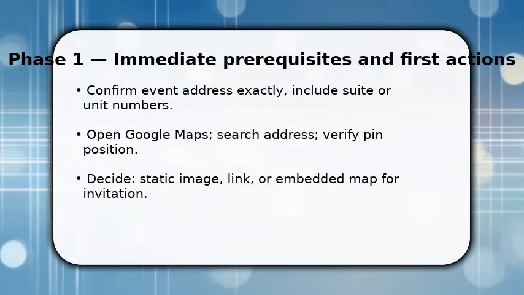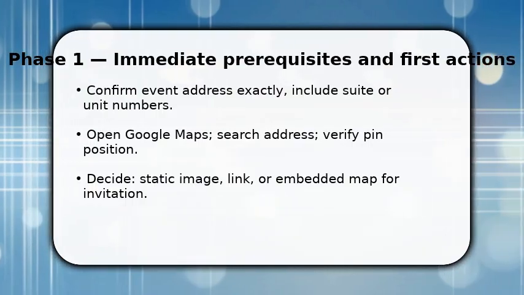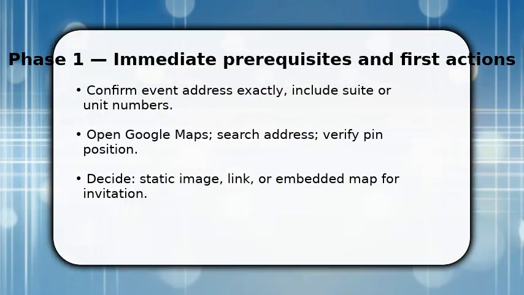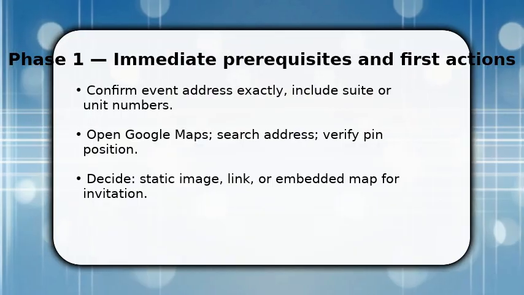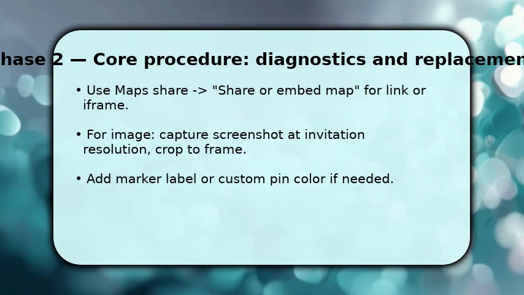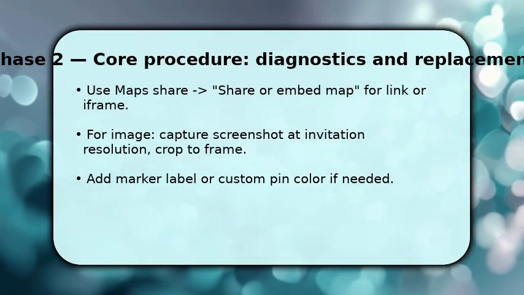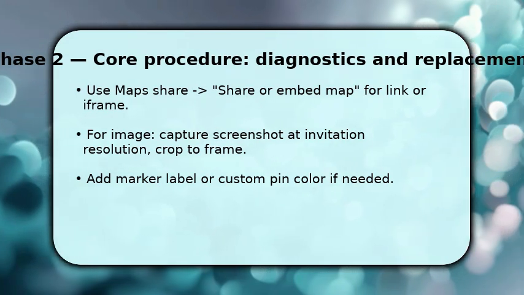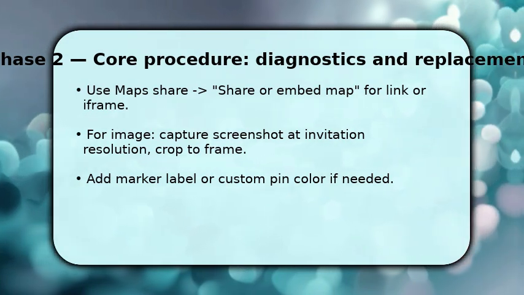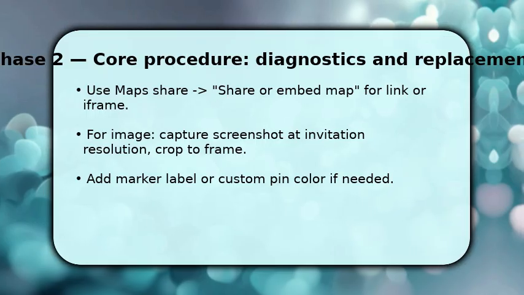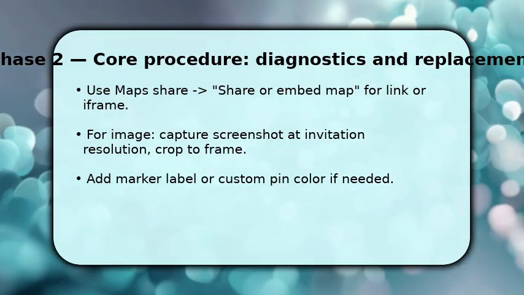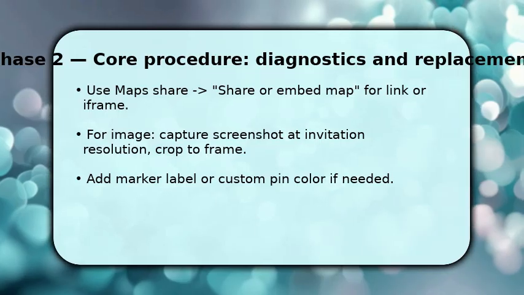Make sure you have invitation dimensions and image resolution ready, because once you export the map, scaling later can blur important details. You now generate the map asset. For a clickable link, tap Share and copy the short URL, ensuring it opens to the correct zoom level. If you need an image, set zoom and orientation, then capture a screenshot at the invitation's pixel dimensions.